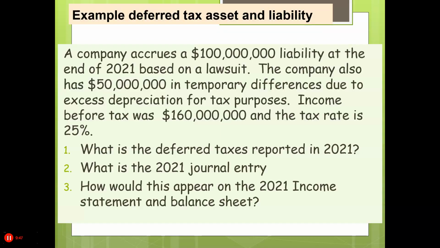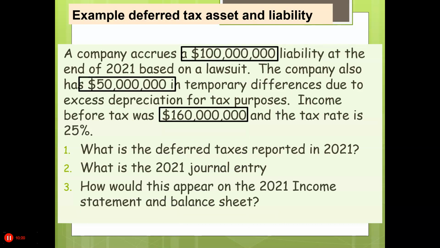Okay, a company accrues a $100 million liability at the end of 2021 based on a lawsuit. The company also has $50 million in temporary differences due to excessive depreciation for tax purposes. Income before tax is $160 million, and the tax rate is 25%. What are the deferred taxes reported in 2021? What is the 2021 journal entry? How would this appear on the 2021 income statement and balance sheet? First, we need that $100 million. We need the $50 million. We need the $160 million, and we need the tax rate. So let's take a look at how this works.